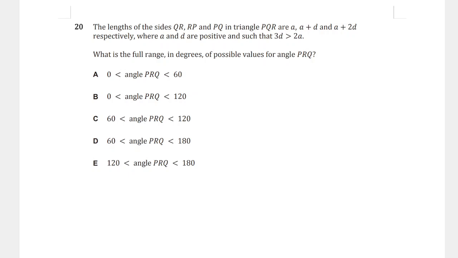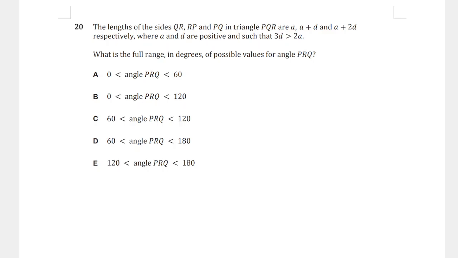Okay, lastly, question 20. The lengths of the sides QR, RP, and PQ in triangle PQR are A, A plus D, and A plus 2D respectively, where A and D are positive and such that 3D is greater than 2A. Okay, that's a bit of a mysterious condition. Not sure where that comes into play. What is the full range in degrees of possible values for angle PRQ?